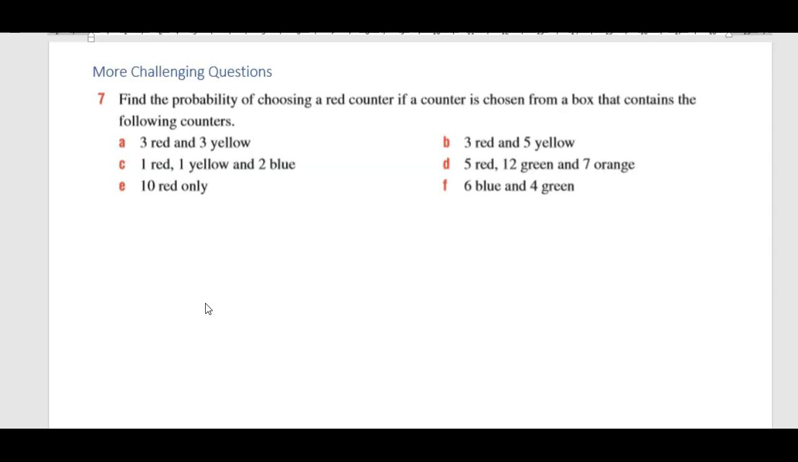Hi ladies, in this video we're going to go through the more challenging questions in chapter 8a or section 8a. So just a quick review of what 8a is. We're looking at theoretical probability and experimental probability, really the basics of probability.